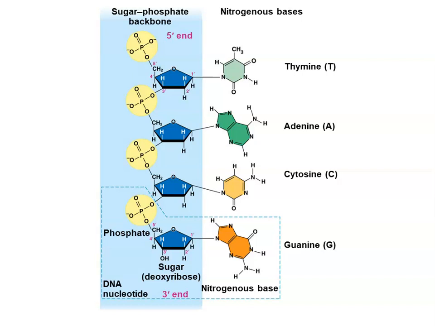And so you can only make that connection on the 3' end of the sugar because that's where you have your hydroxyl group that's free and open. You cannot make that connection on the phosphate end, the 5' end.